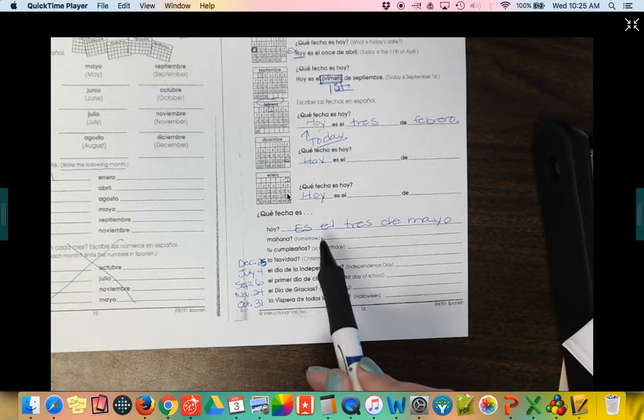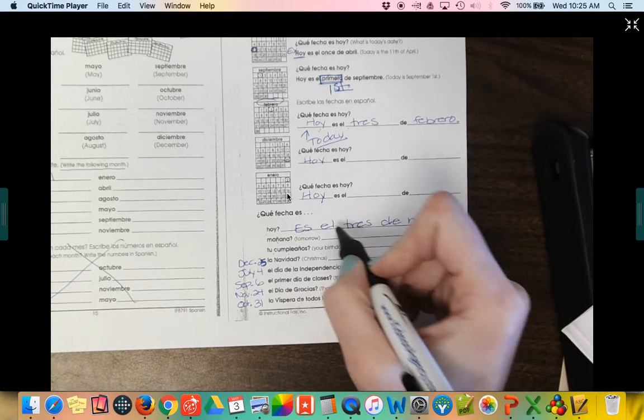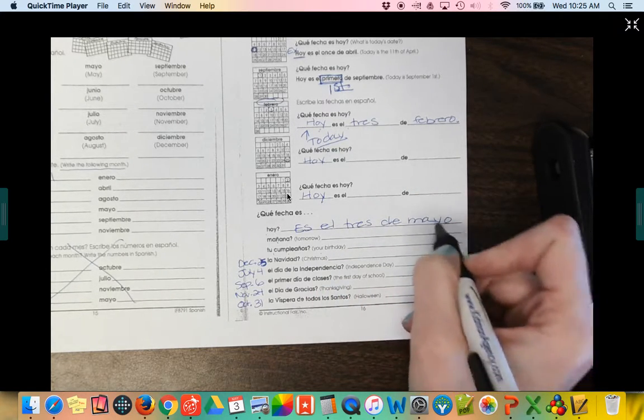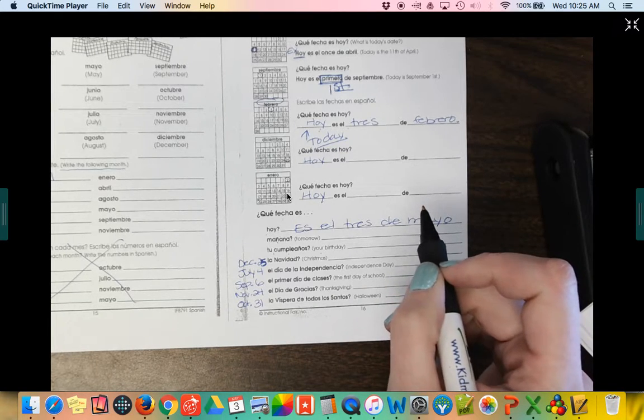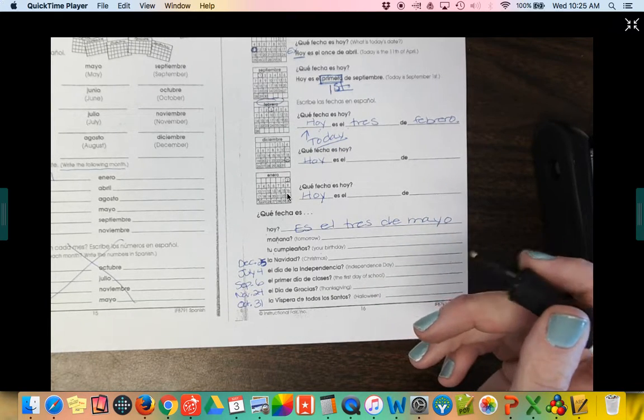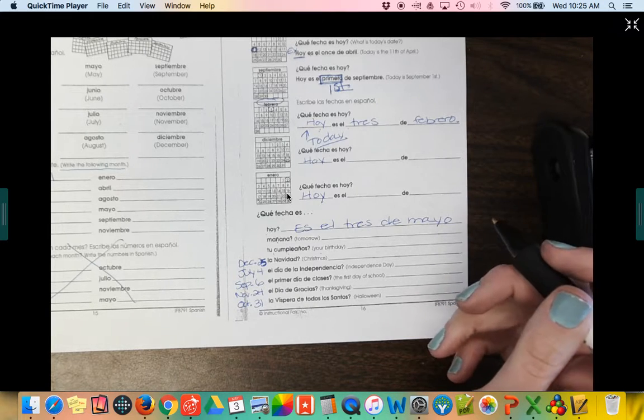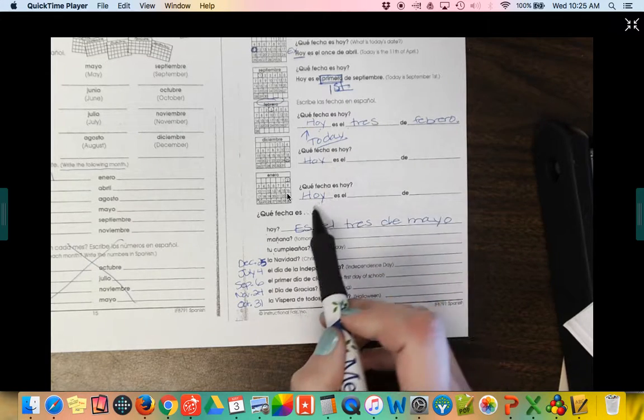So, you're going to do all of them using this el 3 de mayo structure. Wait, but what about your birthday? You know when your birthday is. Yeah, but for example, for myself, I would write el 23 de julio. But that doesn't mean today is. You're not using hoy. See?